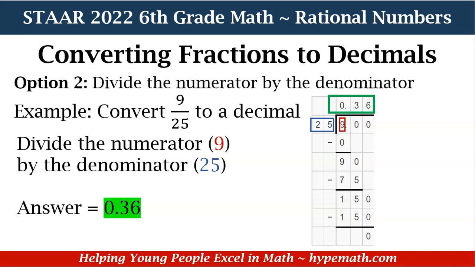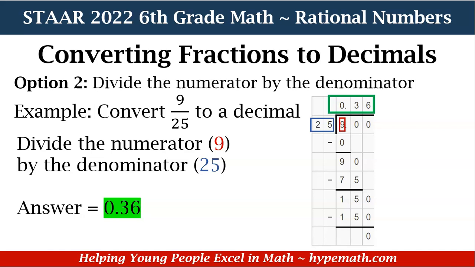3 times 25 is equal to 75. 90 minus 75 is equal to 15. We bring down a 0. And 25 can go into 150 6 times. 6 times 25 is 150. So 9 and 25 hundredths can be converted to 0.36.